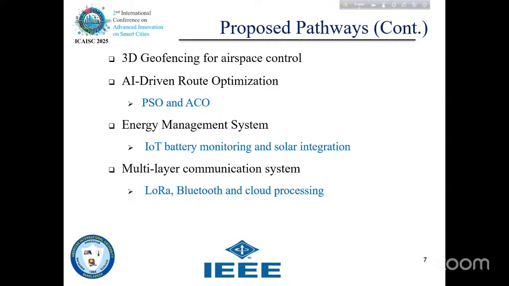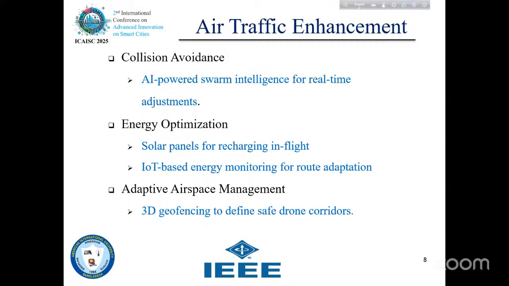The proposed system integrates advanced technologies to enable efficient airspace control and management. 3D geofencing is implemented to define precise vertical and horizontal boundaries for drone operations, ensuring safe navigation within designated airspace. AI-driven route optimization powered by particle swarm optimization and ant colony optimization dynamically calculates the best flight paths, avoiding obstacles and minimizing flight time. An energy management system utilizing IoT-based battery monitoring ensures drones operate with optimal energy parameters, while solar integration provides an additional power source to extend operational endurance.